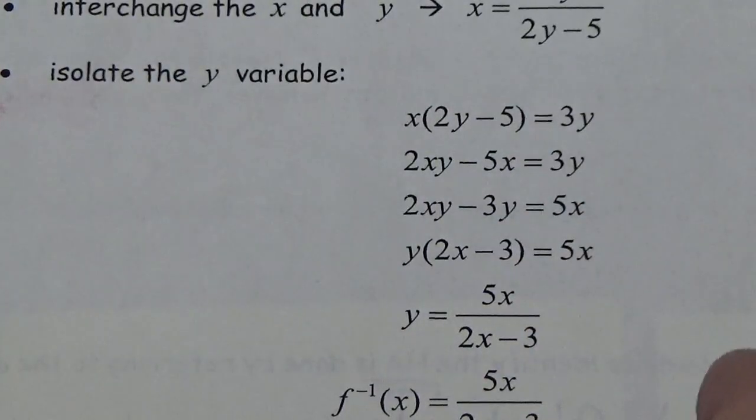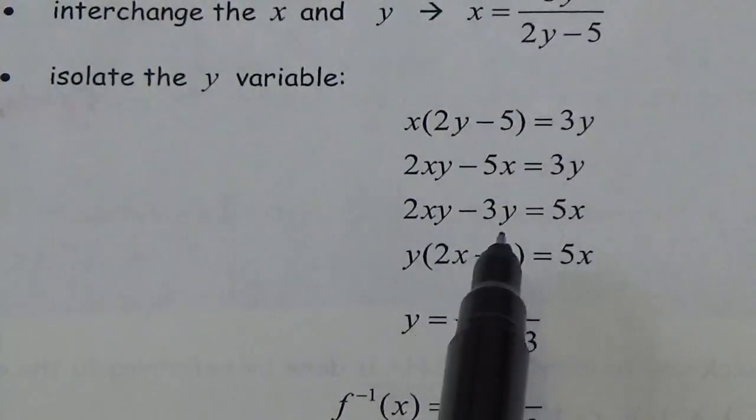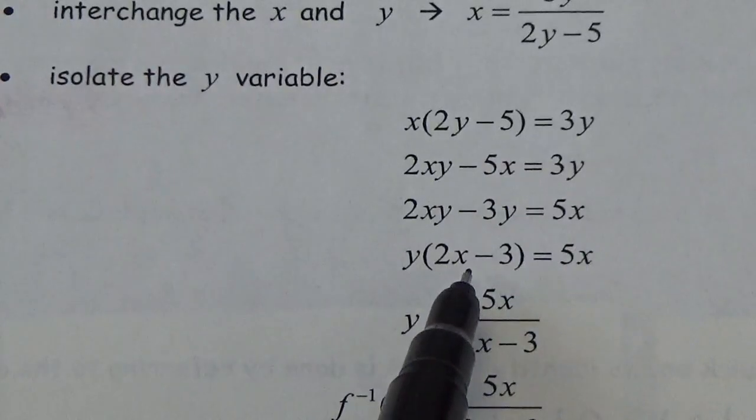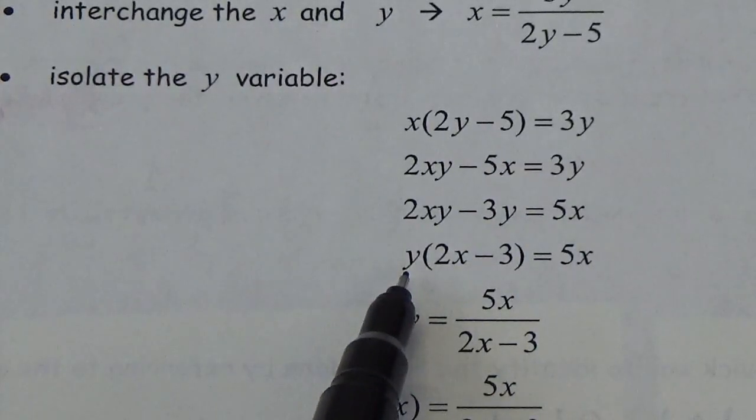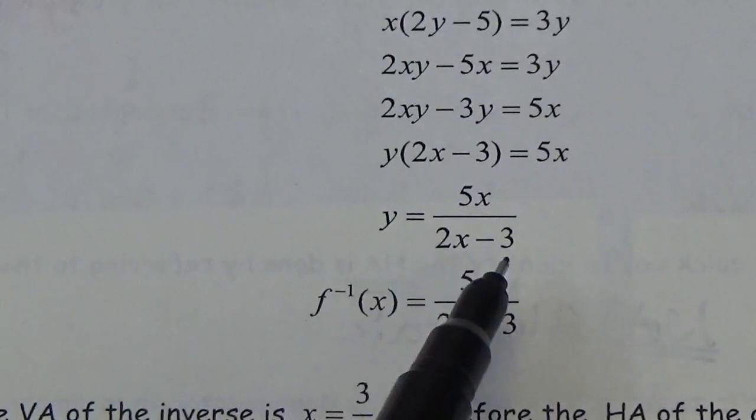I want to isolate the y. In almost every case when you find the inverse, you isolate the y. So I'm going to bring the y term over, bring the 5x over, factor out the y, and then divide. So I'm going to get 5x over 2x minus 3.